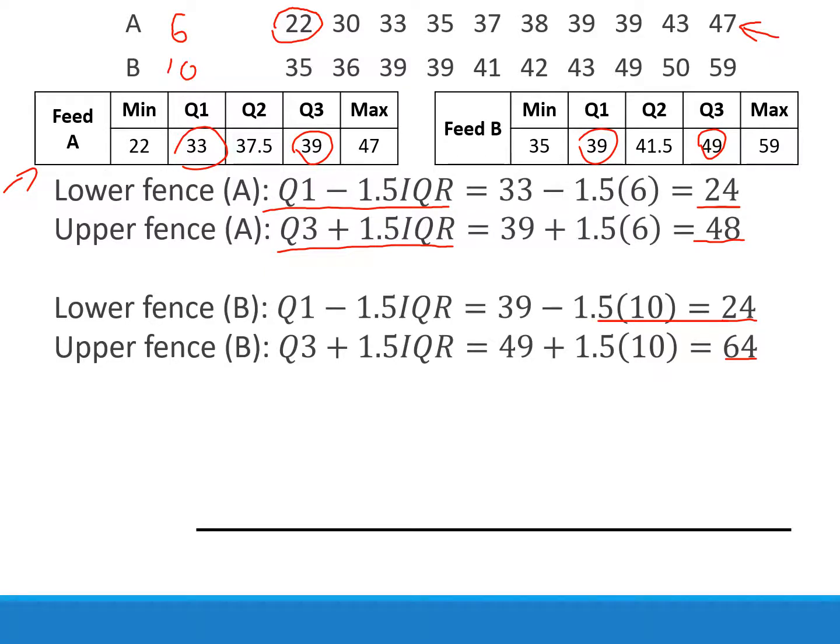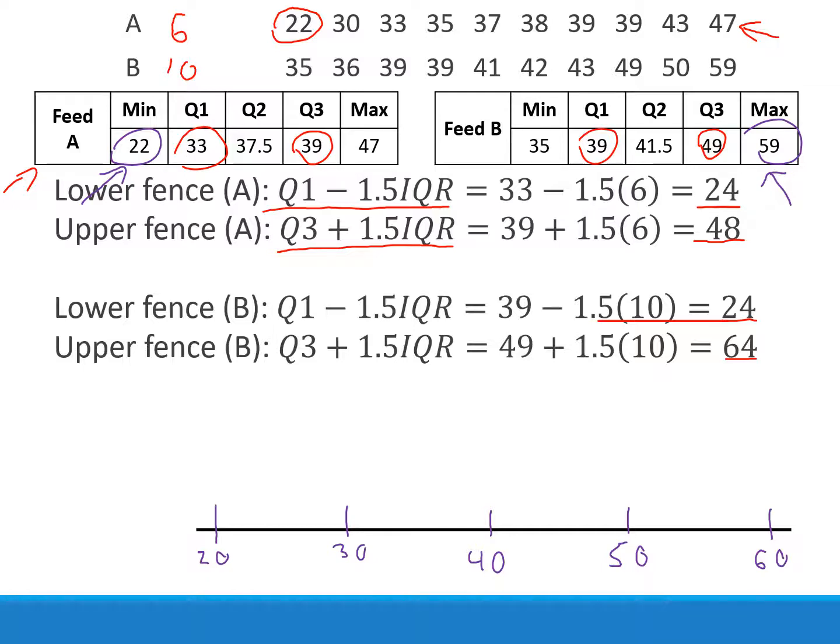So we want to make what's called parallel box plots. We want both box plots on the same graph. So first thing we want to do is draw the scale. We want our scale to be large enough where it can fit both of our data sets. So we need to go from 22 to 59 because this is our lowest number, and this is our highest number across both data sets. So let's say I'm going to start at 20 and go to 60. Right in the middle of that would be 40, 30, 50. We want to make sure that these are at least somewhat spaced out evenly.